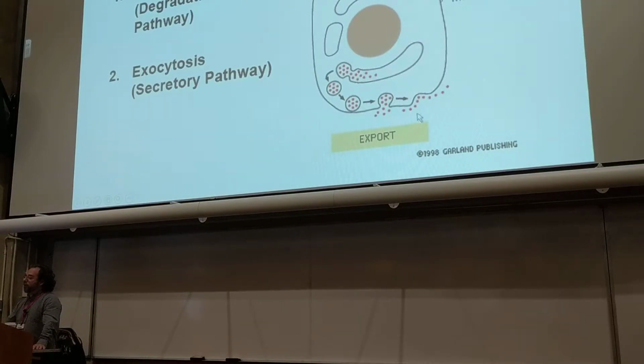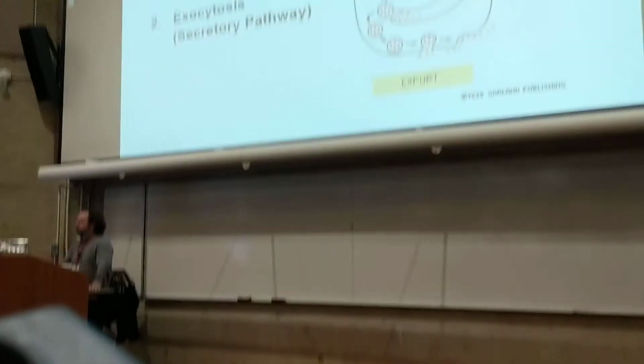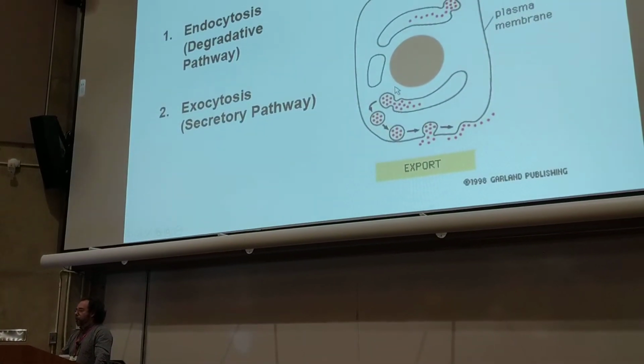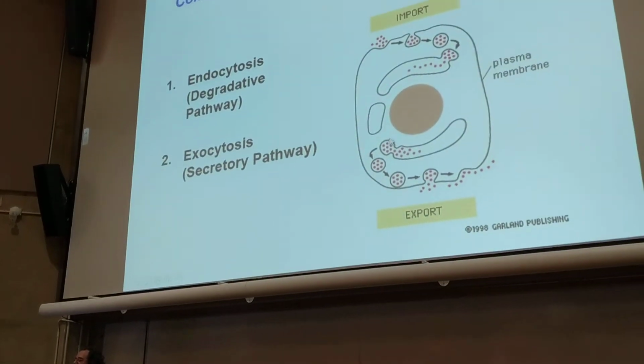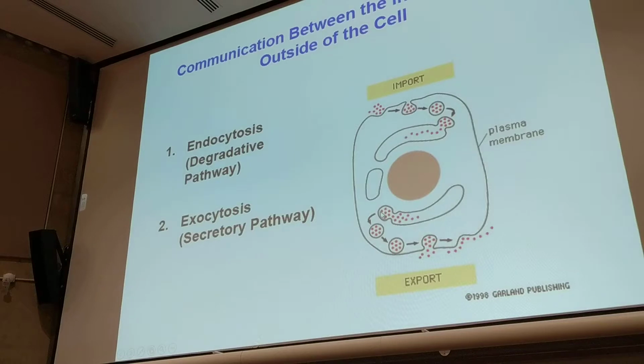The other type is export, and it's being controlled for the most part by the Golgi apparatus, which is responsible for sorting components or vesicles out. And that's the secretory path.